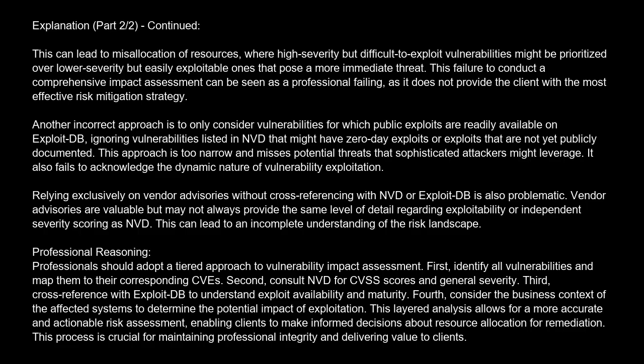Professional reasoning. Professionals should adopt a tiered approach to vulnerability impact assessment. First, identify all vulnerabilities and map them to their corresponding CVEs. Second, consult NVD for CVSS scores and general severity. Third, cross-reference with ExploitDB to understand exploit availability and maturity. Fourth, consider the business context of the affected systems to determine the potential impact of exploitation. This layered analysis allows for a more accurate and actionable risk assessment, enabling clients to make informed decisions about resource allocation for remediation. This process is crucial for maintaining professional integrity and delivering value to clients.